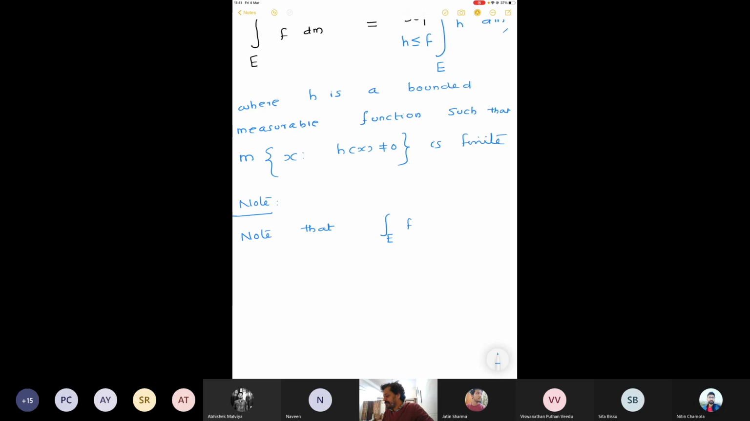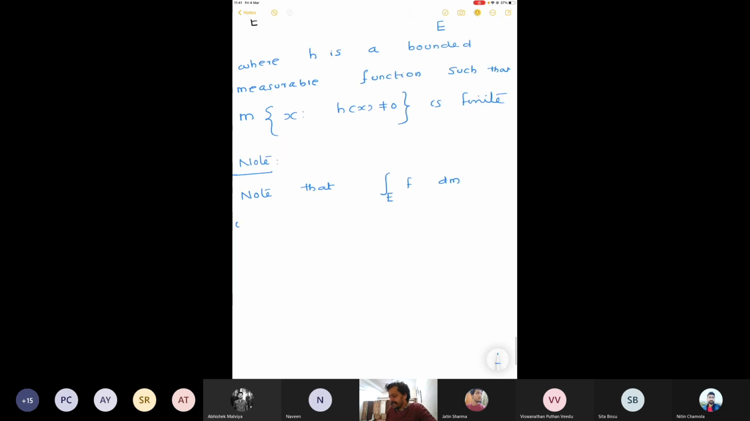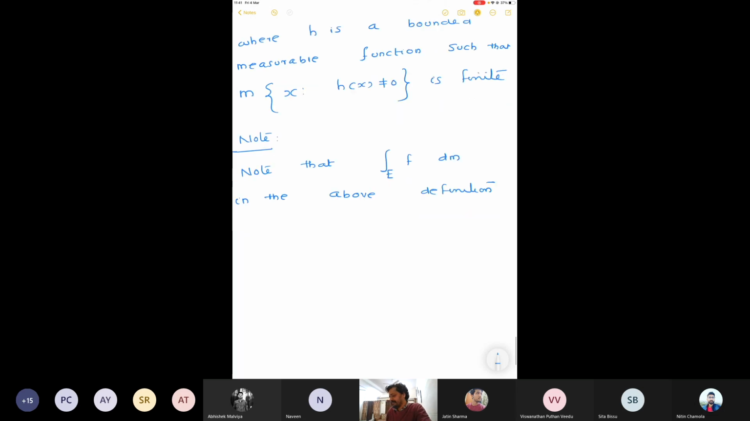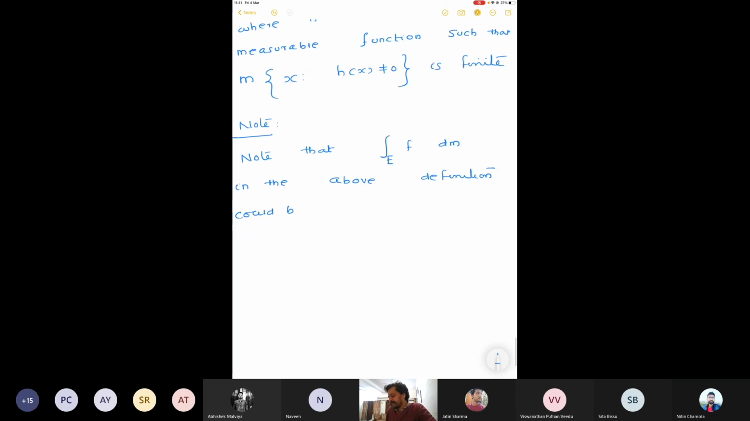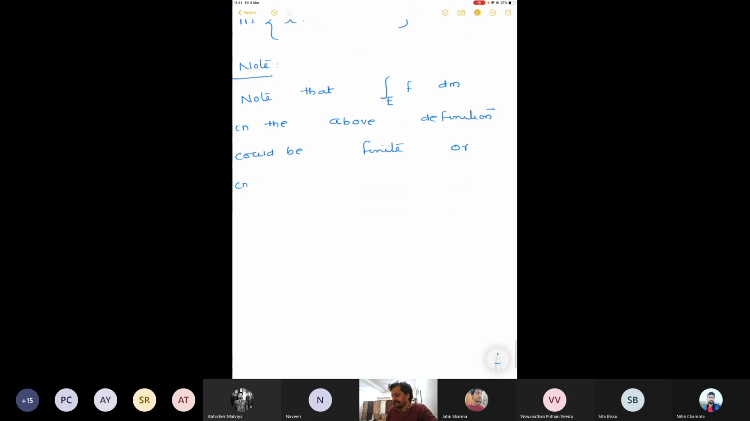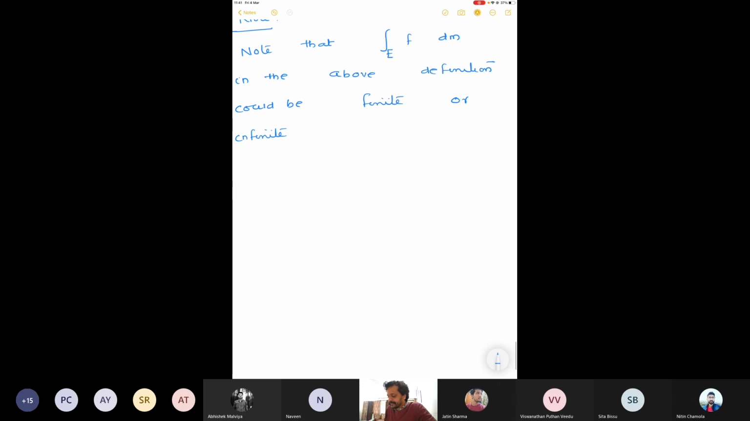Note that the integral over E of f dm in the above definition could be finite or infinite. If the integral over E of f dm is finite, then we say that f is integrable.